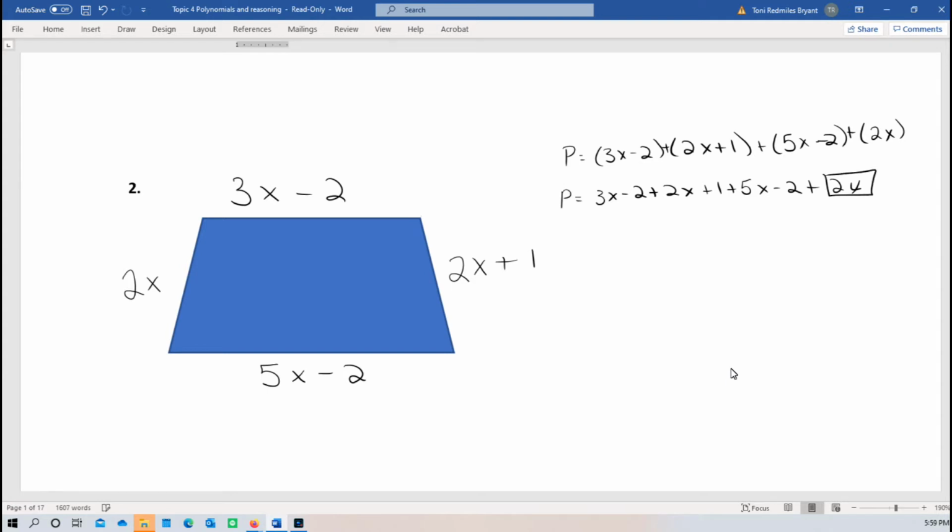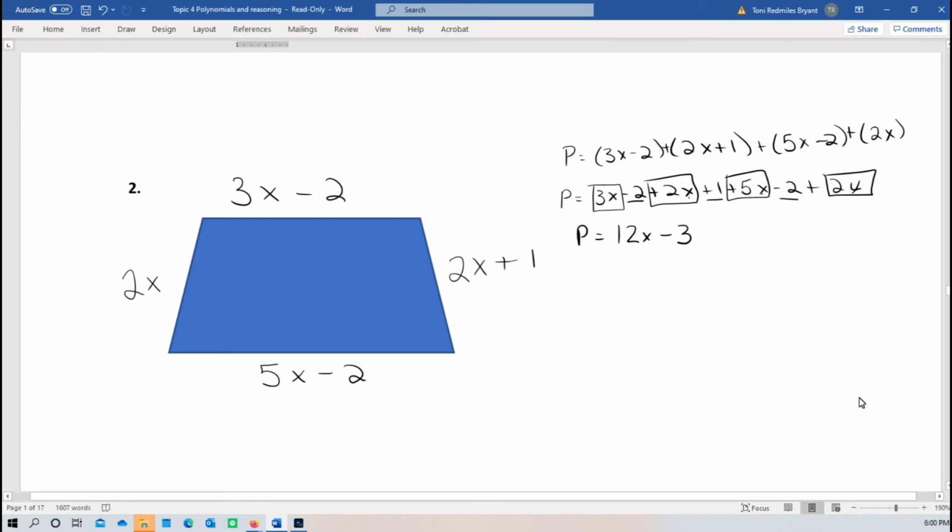So I have an x variable term, another x term, another x term, another x term. 3x plus 2x is 5x, plus 5 more x is 10x, plus 2x is 12x. All right, now I've got all these non-variable terms. So -2 plus 1 is going to be -1, minus 2 more is -3. So if I figure out what x is, I can quickly find the perimeter of that triangle.